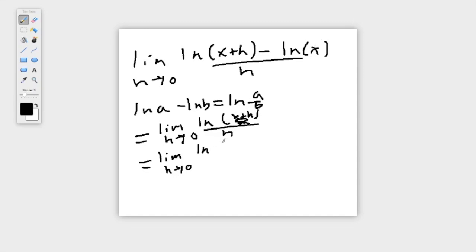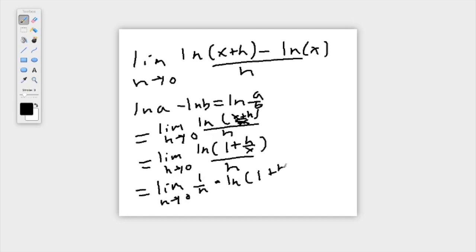So this is 1, because x over x is 1, and then plus h over x, and then over h. And then I'm going to rearrange it to be the limit as h approaches 0, 1 over h times ln of 1 plus h over x.